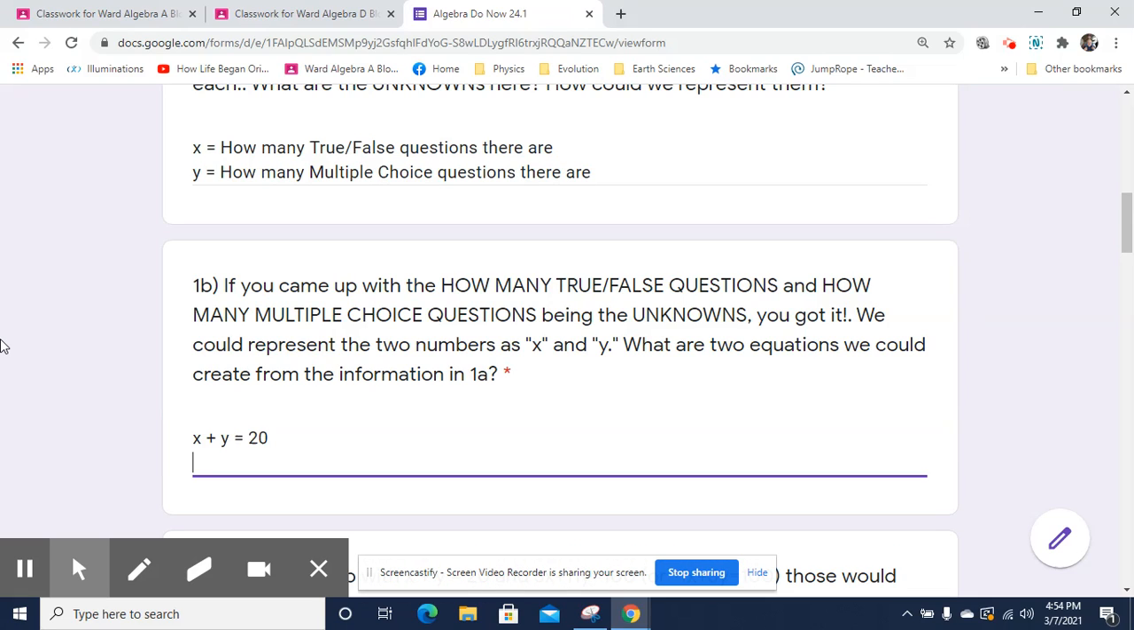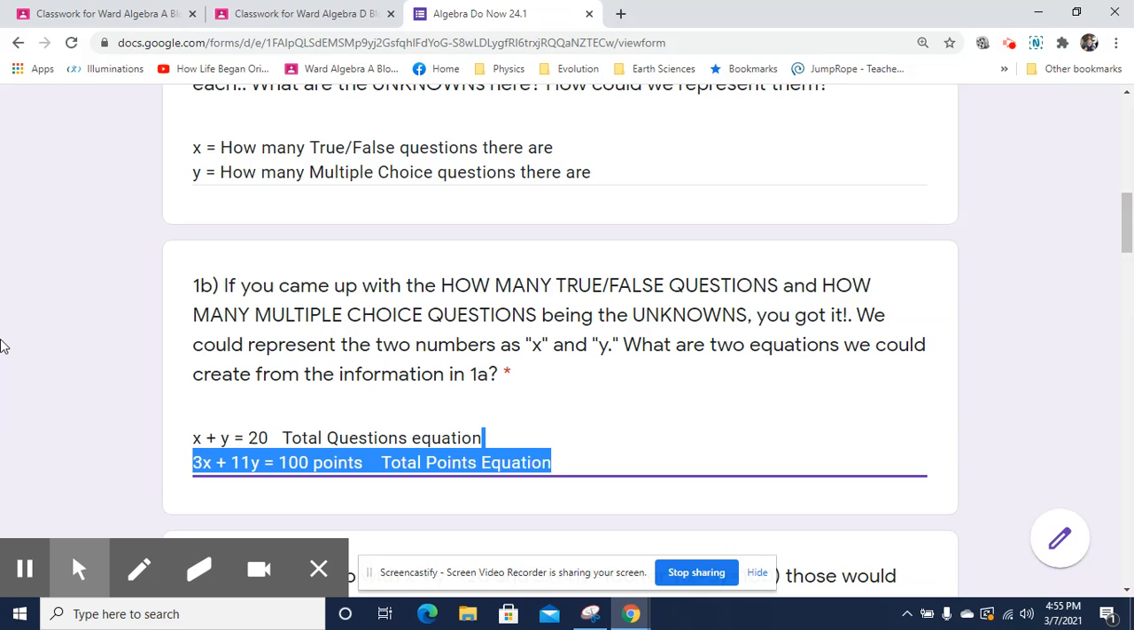In your other equation, since overall the test equals 100 points, we could think of this as the points equation. 100 points equals 3 points times X true-false questions, plus 11 points times Y multiple-choice questions. And that will get you the number of points overall. So this is just the total questions equation, and this is the total points equation.